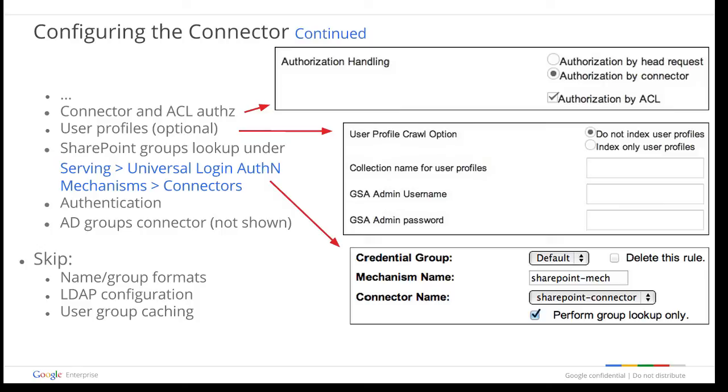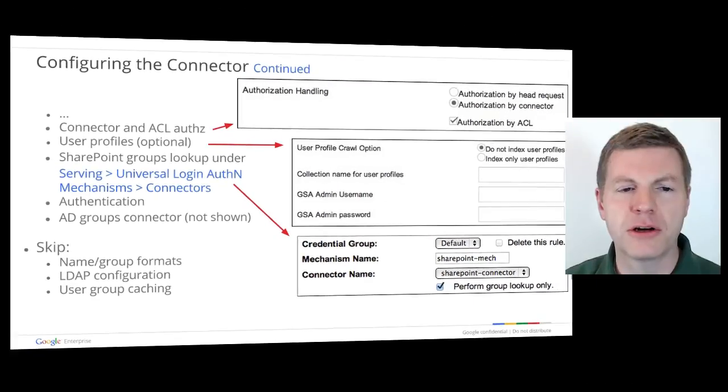You might also have SharePoint groups, and for that you can configure the SharePoint connector under Universal Login Auth Mechanisms to perform SharePoint group lookups. The connector can also index SharePoint user profiles. These can be used with expert search instead of LDAP records.